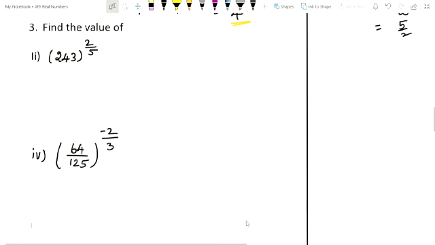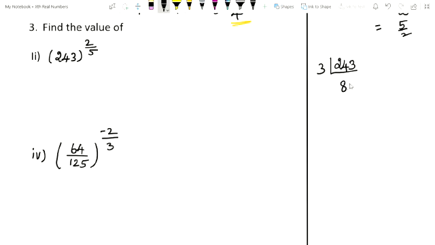See the third question, children. Find the value of 243 whole power 2 by 5. See, the denominator here is 5. We try to convert the given number into power 5. So first you divide this number by 3 table. Okay, divide by 3.